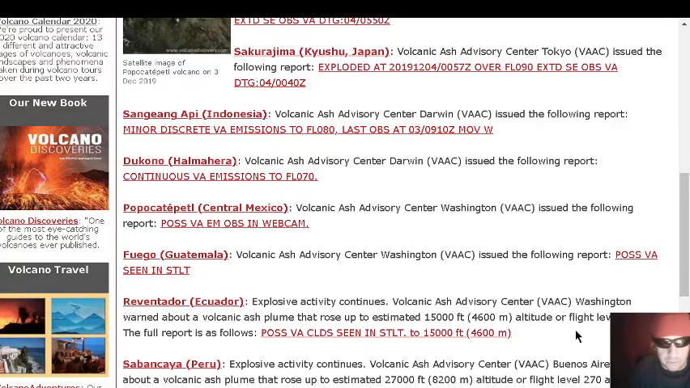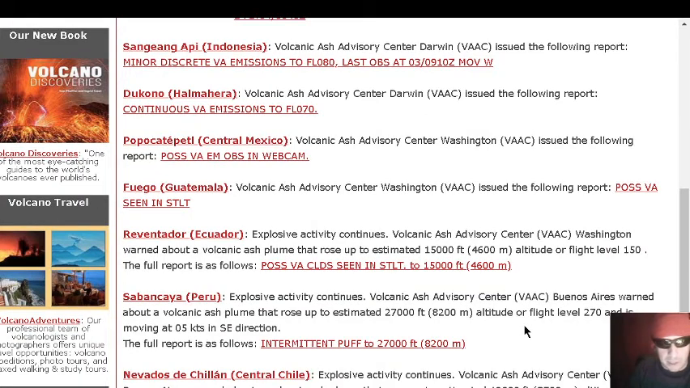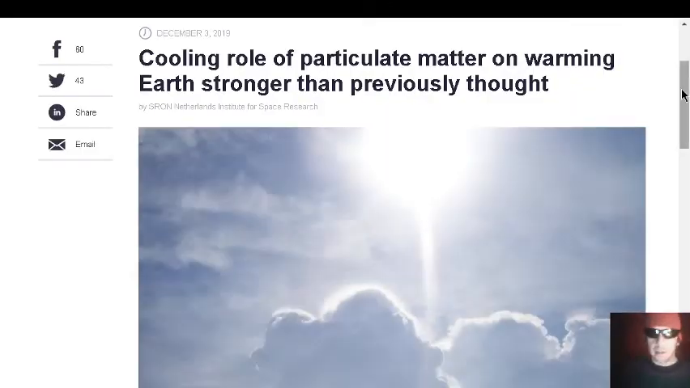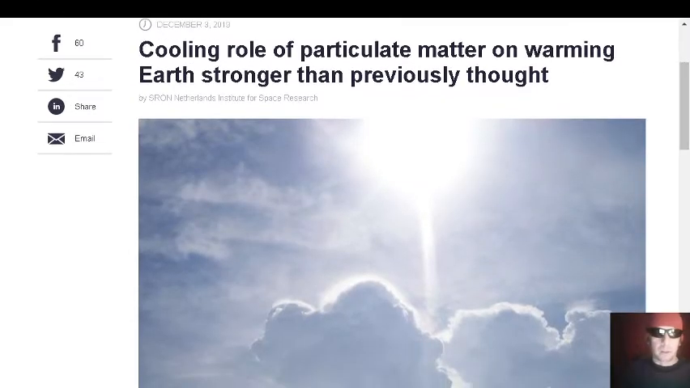Reventador, exploding. Flight level 15,000. Sabancaya, exploding. Flight level 27,000. And Nevados de Chillán, exploding. 12,000 foot ash plume there. Please do not do a back handspring or attempt to do a back handspring over Nevados de Chillán. It could end badly.